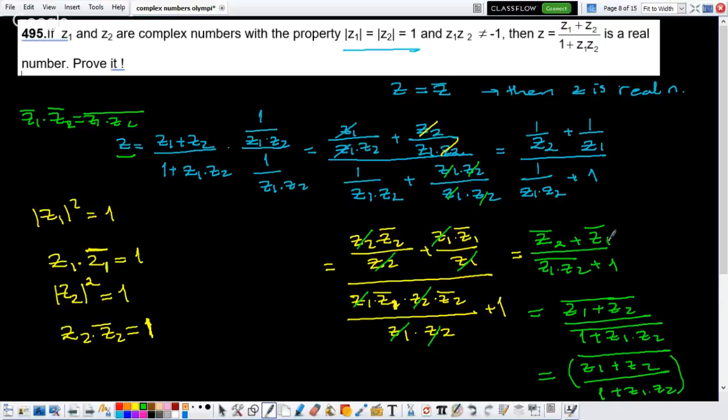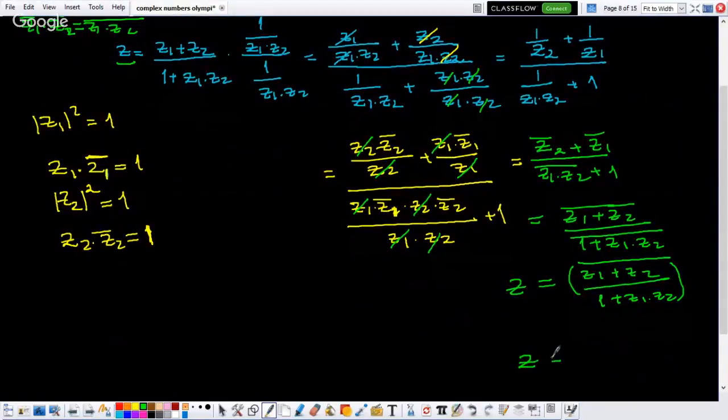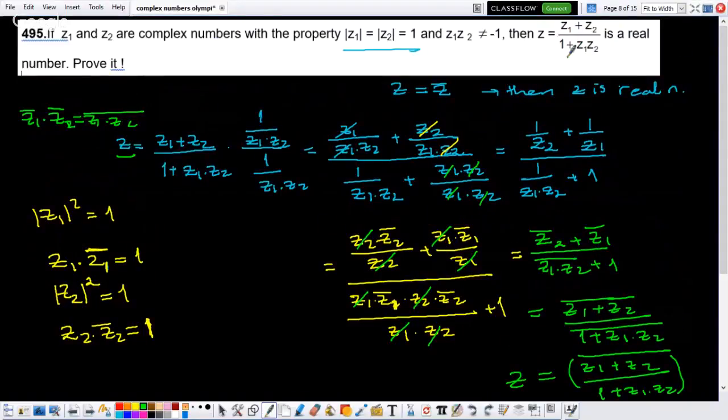If this was Z, at the beginning we started with Z. Then I got that this is Z also. And what is written inside here? Z. So this is Z conjugate. It means that Z is equal to Z conjugate. If Z is equal to Z conjugate, it means that the expression here, Z1 plus Z2 over 1 plus Z1 times Z2, is a real number. This is the proof of the question. Okay, I'm going to give you time for writing.